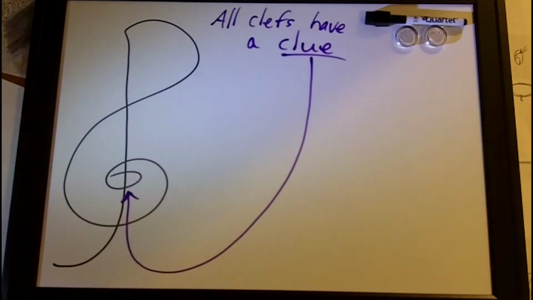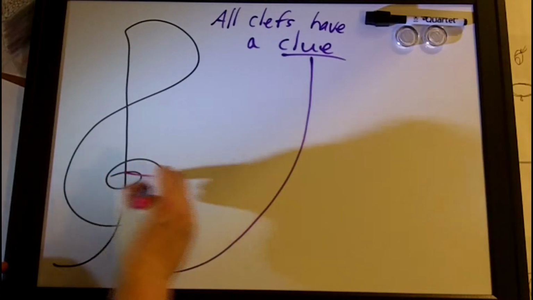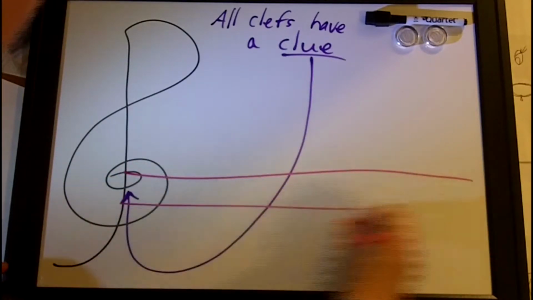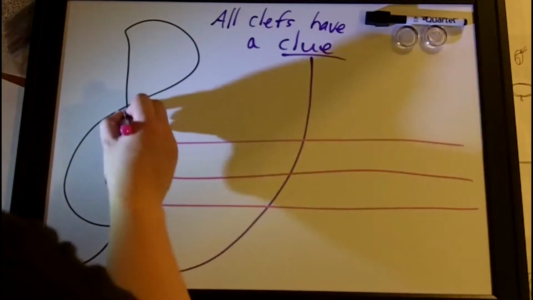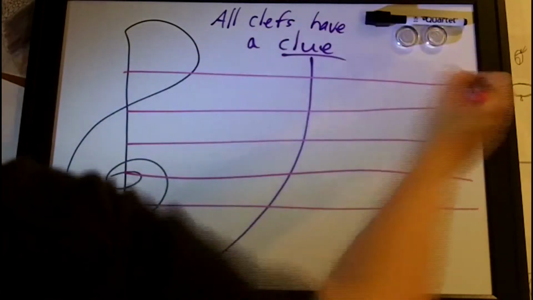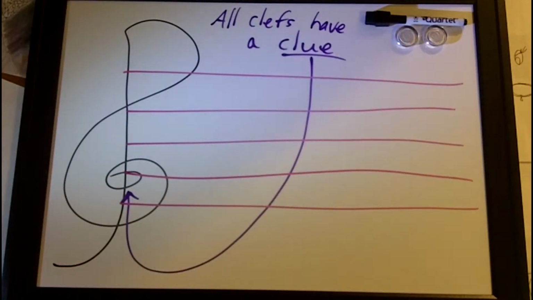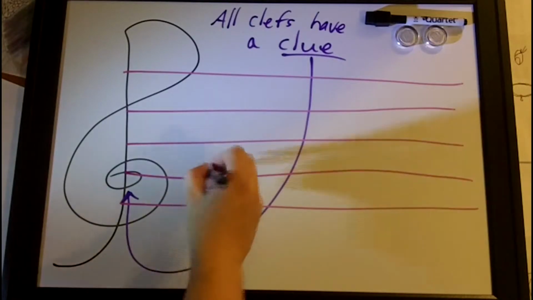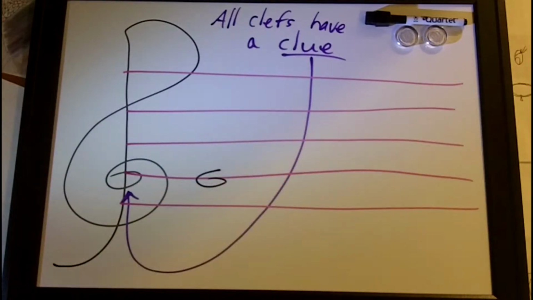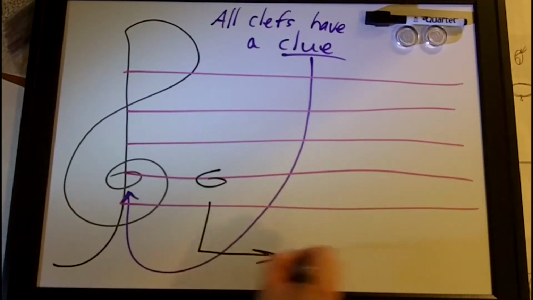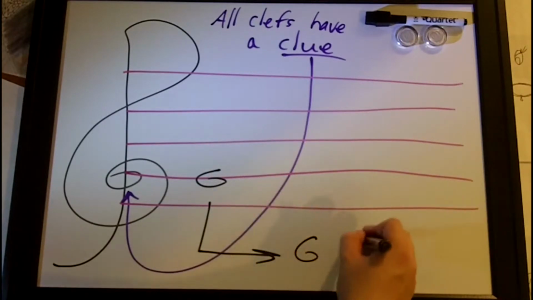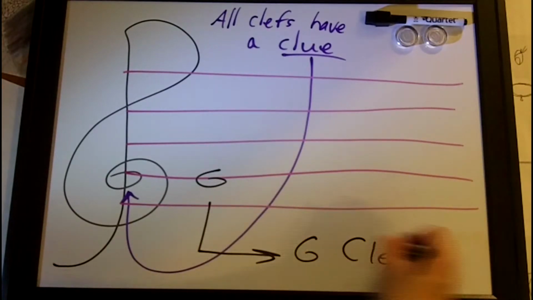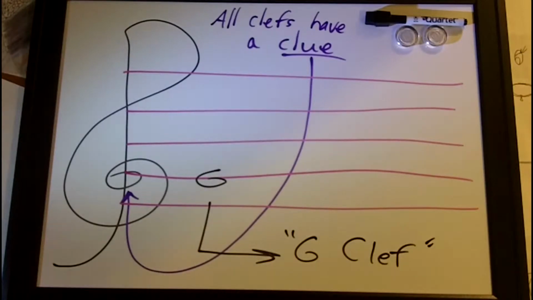Our clue right here is that squiggly circly thing. That squiggly circly part of the treble clef circles around a line in the staff. Each staff has 5 lines. I know my lines aren't straight, but who's to judge, really? We're just doing this concept. That squiggly right there, that's G. That line is G, and we call the treble clef the G clef. That's why we call it the G clef. It shows us where G is.